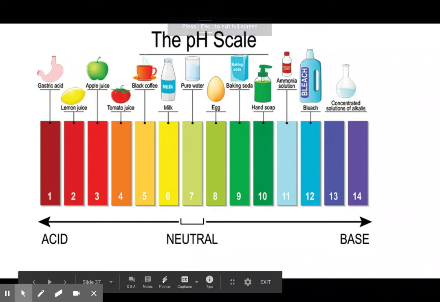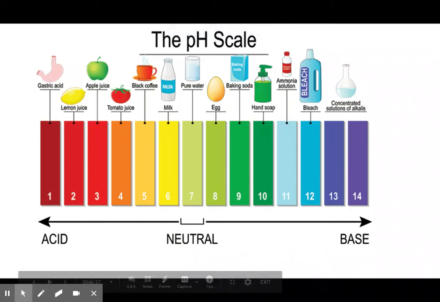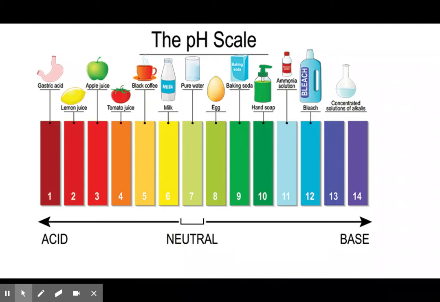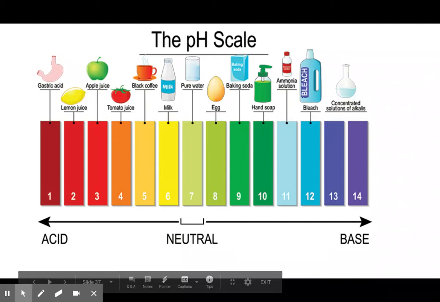Okay, the last section of chapter 2 we need to cover is all about acids and bases. So the first thing I want to show you is the pH scale. Actually, this one doesn't show up, but it usually goes from 0 to 14. This one starts at 1. But anyway, how you read the pH scale.